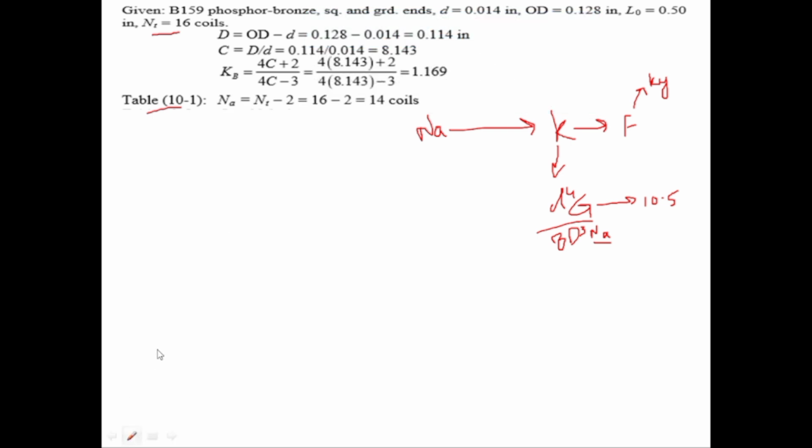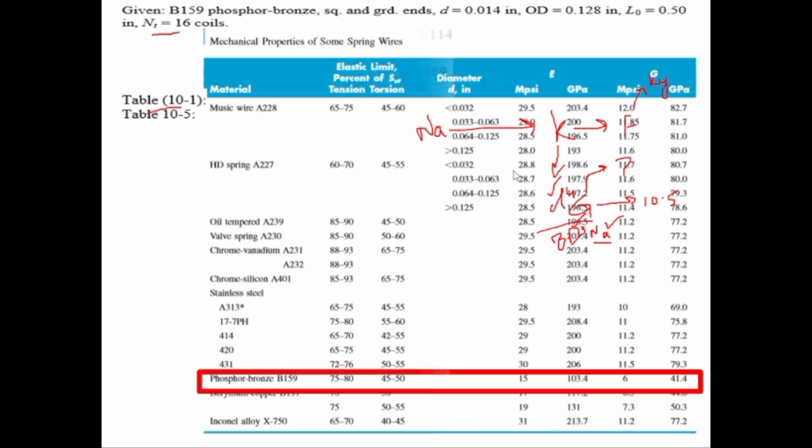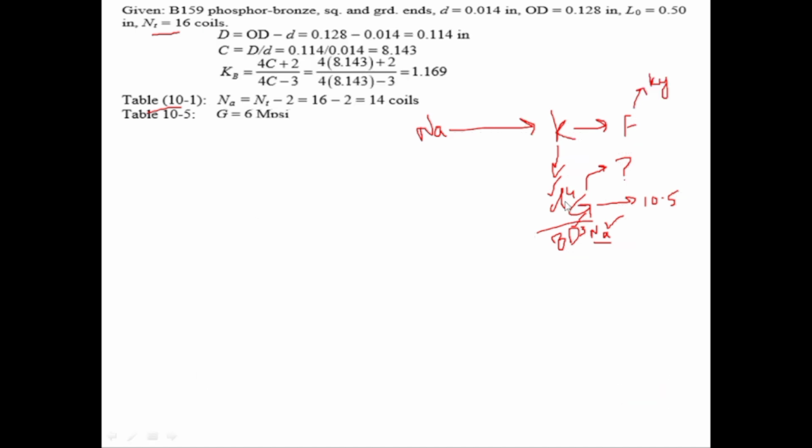So we know the value of wire diameter, mean coil diameter, and number of active coils. Now let's find the value of G from table 10.5. For phosphor bronze alloy, the value of G is 6 megapsi. So putting all these values in the formula of k, it will give you k is equal to 1.389.